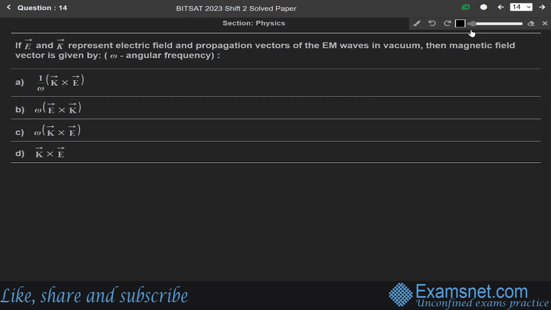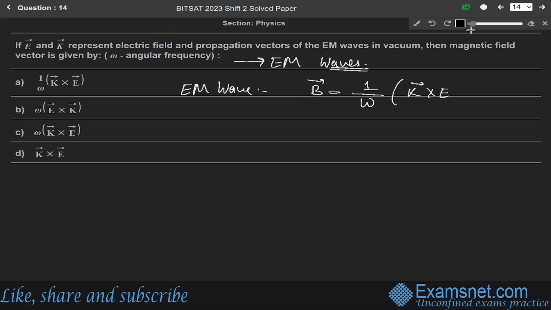Now next question 14. If E and K represent electric field and propagation vectors of the electromagnetic waves in vacuum, the magnetic field vector is given by, okay. This question is from the chapter of electromagnetic waves itself. For an electromagnetic wave, the magnetic field vector B is given by 1 over omega, where omega is the angular frequency, into K, the propagation vector, cross E, the electric field vector. So this is the answer. B will be equal to 1 over omega, K cross E, which means option A.